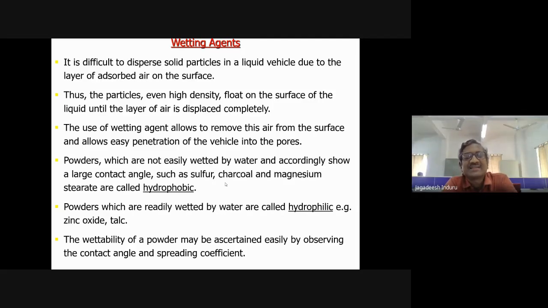Generally, when you are making a suspension, you first make a paste with a continuous phase containing some wetting agent. That paste is redistributed or reconstituted with the continuous phase to make up the volume to the level we want. So this is what the problem is during the manufacture.